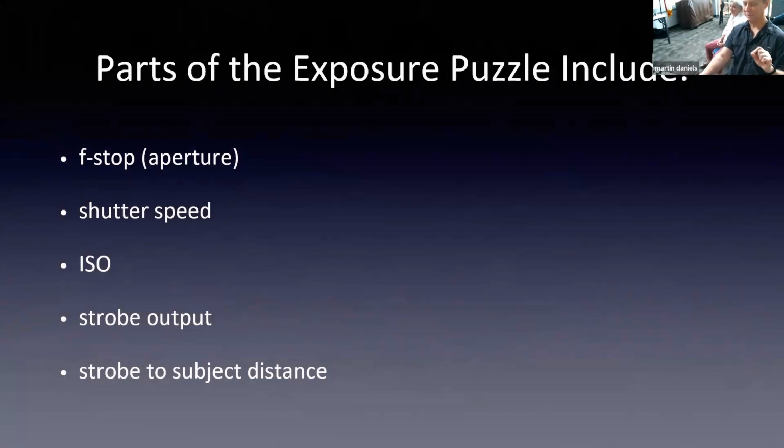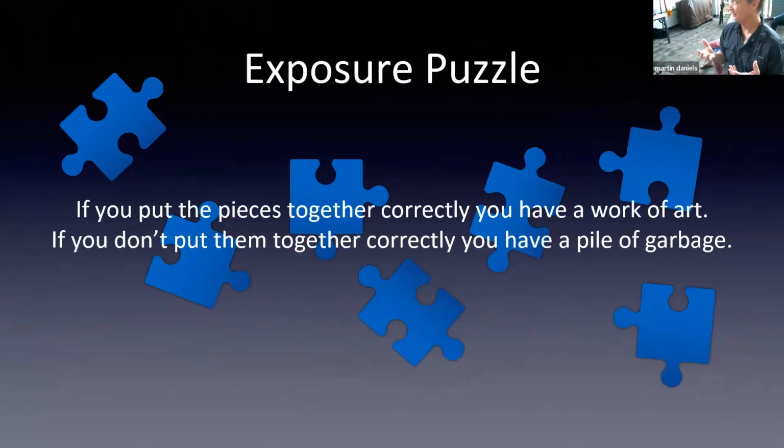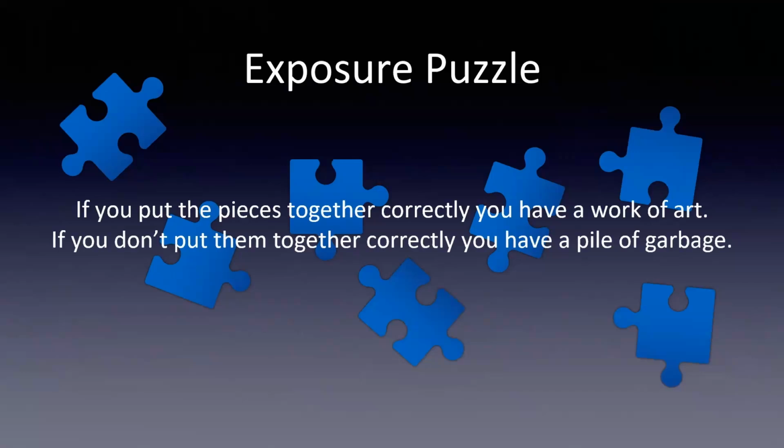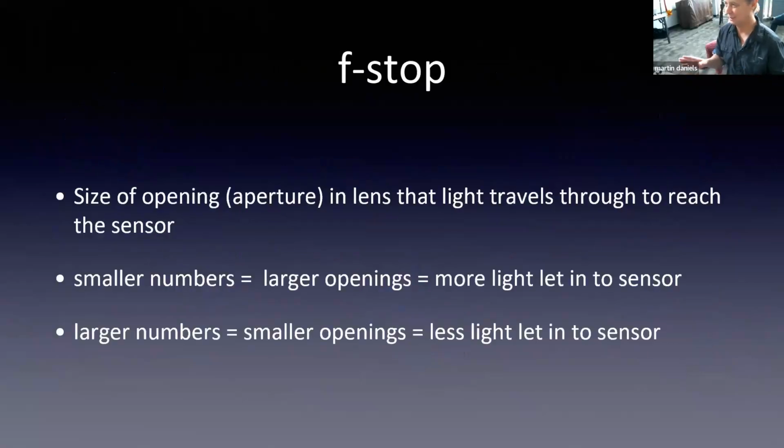And we're going to talk briefly about what each of these do. Okay, I call it an exposure puzzle because if you put the pieces together correctly, you have a work of art. If you don't put them together correctly, you just have a pile of garbage, okay? So it's really important to understand what all these pieces do and what you need to do with them for your image. So f-stops. I'm gonna hit this real quickly because I think most of y'all know what these are, but we're gonna have to get to the part where we're talking about balancing blue water backgrounds on strobe illuminated photos. So we have to build up to that spot.